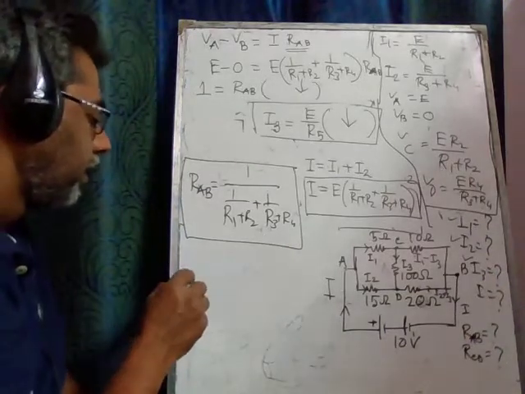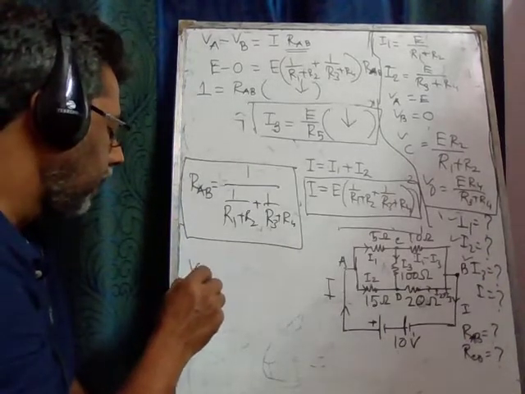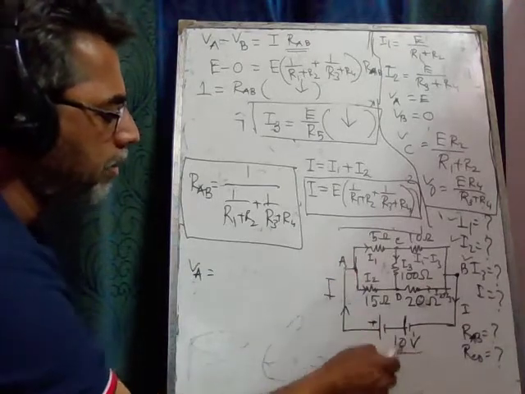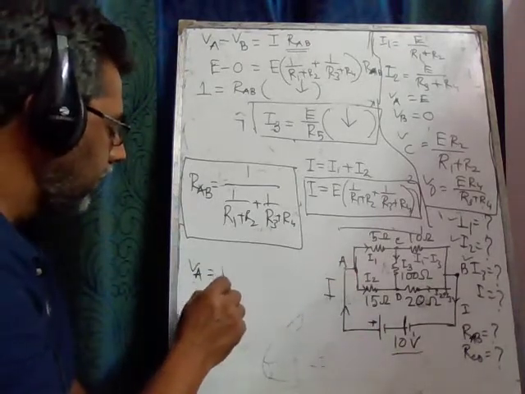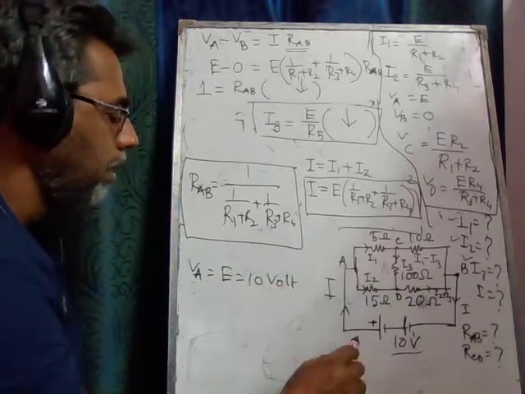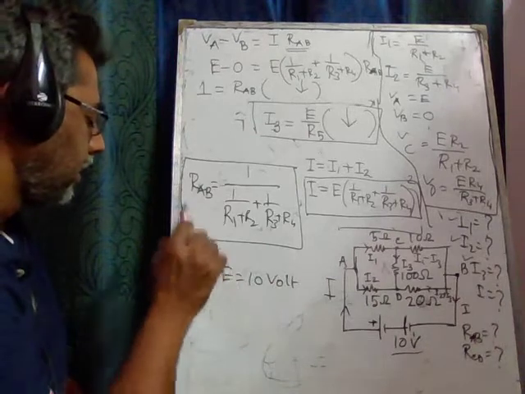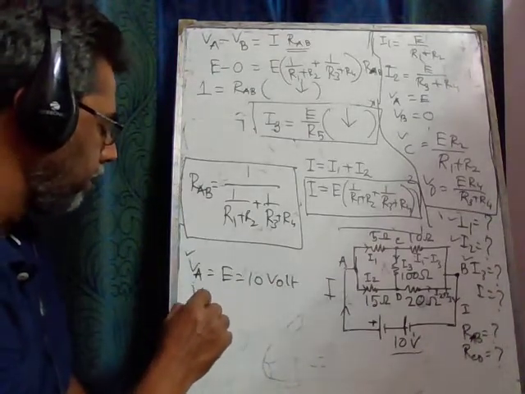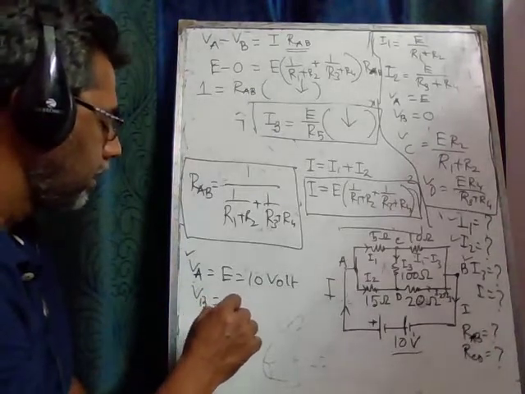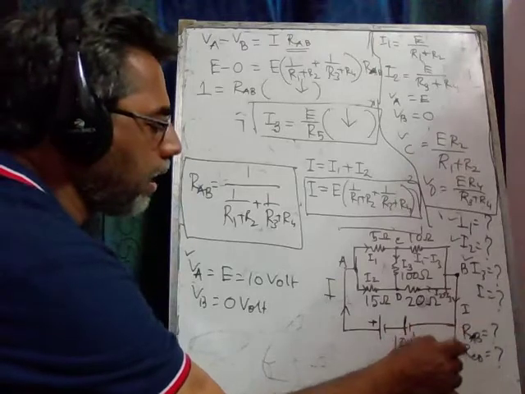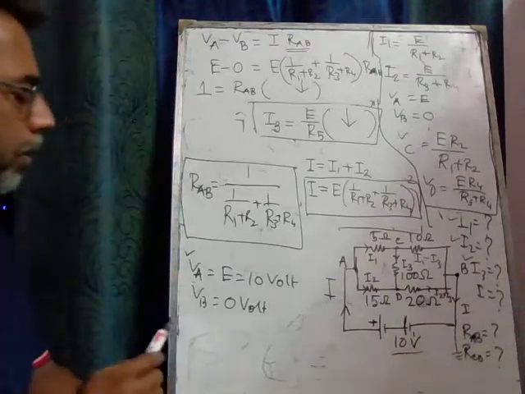First of all, we shall find VA. According to this diagram, the potential at this point must be the potential of the EMF E. So VA equals E equals 10 volt. So the first part is done. Second, we wanted VB. VB is how much? This is 0 volt. The negative is taken as ground.